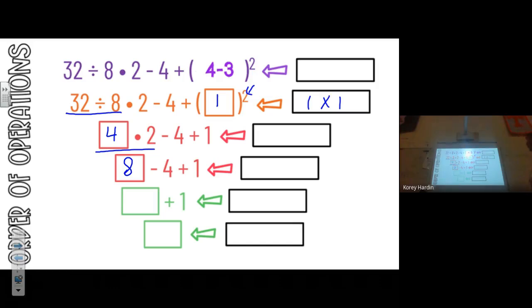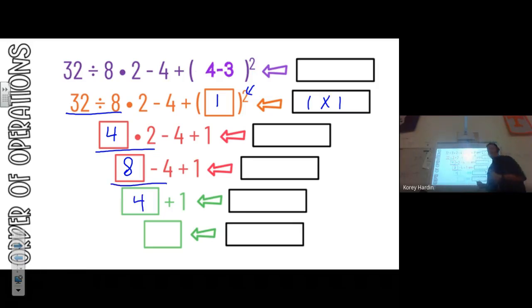Next step I've got 8 minus 4 plus 1. So I'm doing addition and subtraction. Once again, it does not matter the order. As far as addition and subtraction, you are just going from left to right. So I'm going to start on the left. 8 minus 4 is 4.